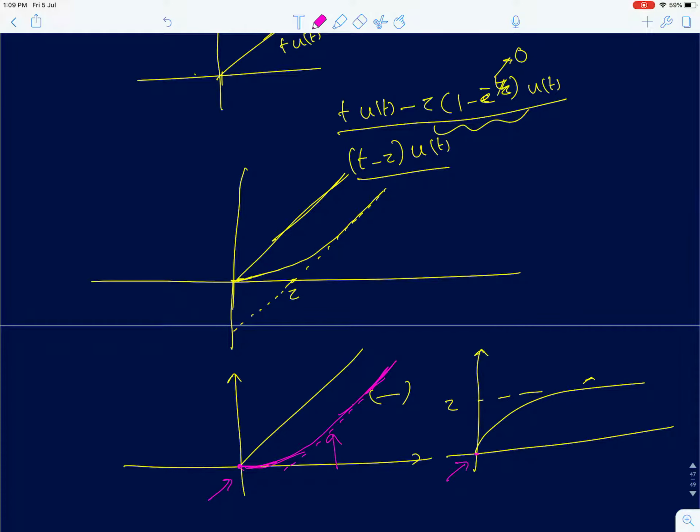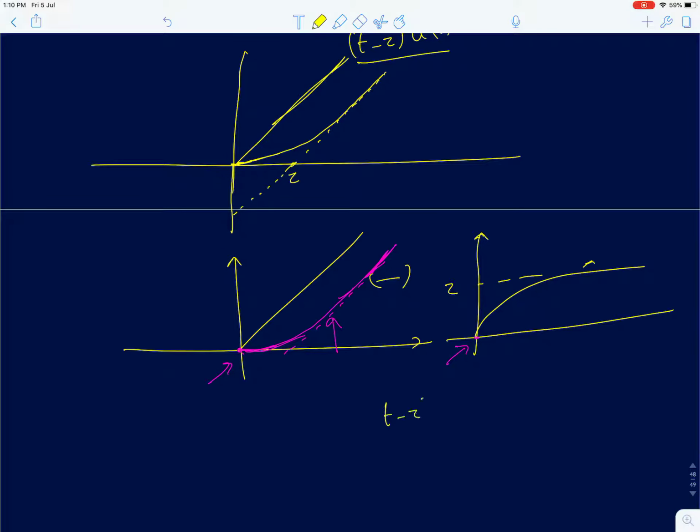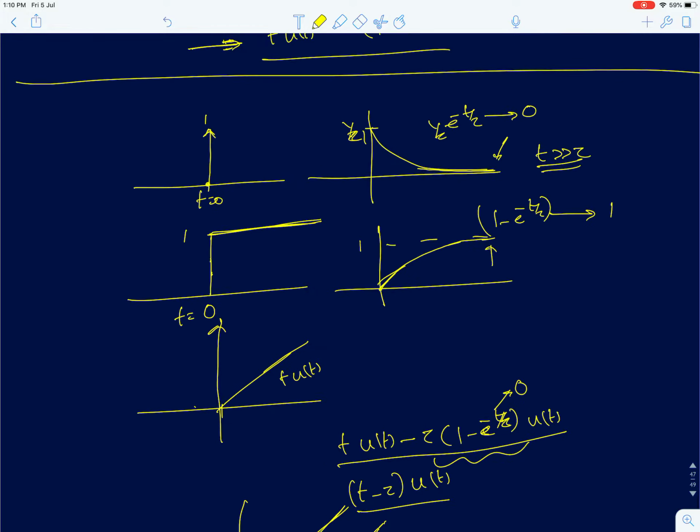And the interesting point to observe for a ramp input is that in the steady state, the output reaches t minus tau into u of t, and the input is actually t into u of t. So when you subtract the output from the input, you get tau into u of t. Which means there is a steady state error of value tau seconds between the input and the output. There is a constant error between the input and the output. So that's what you need to observe from this analysis.